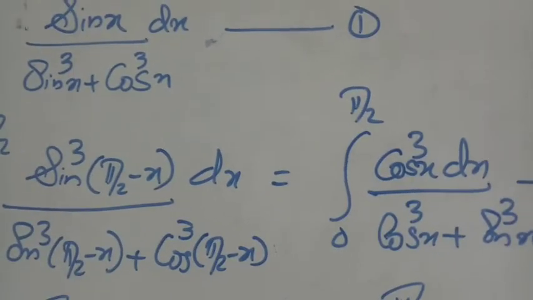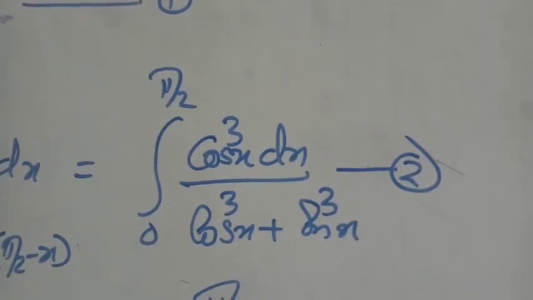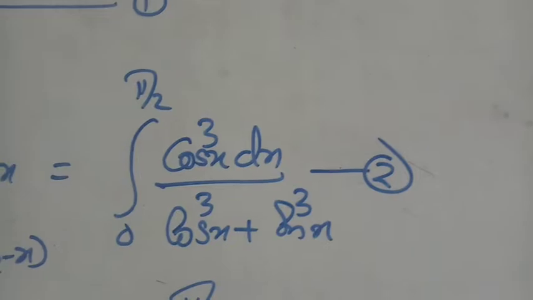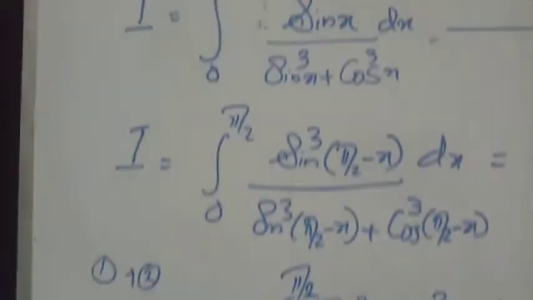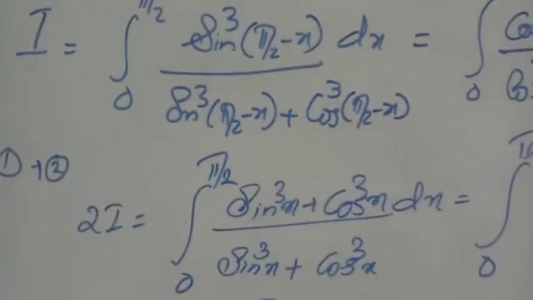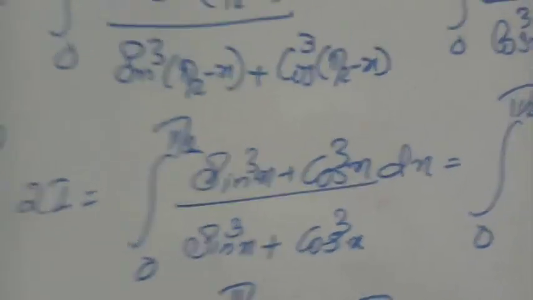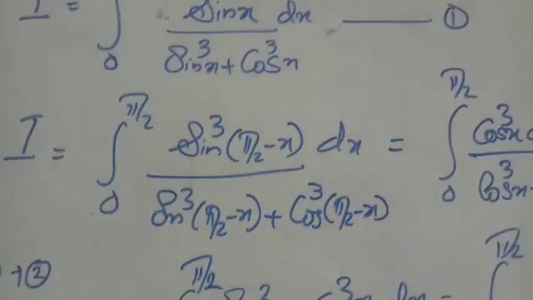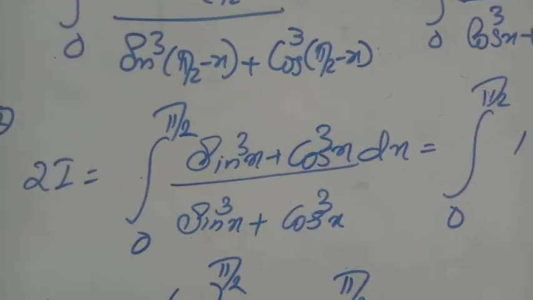And you know that sin pi by 2 minus x is cos. Now integral 0 to pi by 2, that is cos cube x dx divided by cos cube x plus sin cube x. Take it as equation number 2, and adding these two equations you will get the left hand side I plus I, that is 2I. What is the denominator of both of them? Both of them are sin cube x plus cos cube x. So you take one denominator, sin cube x plus cos cube x, adding the corresponding numerators sin cube x plus cos cube x, divided by sin cube x plus cos cube x. Cancelling both of them we will get 1.